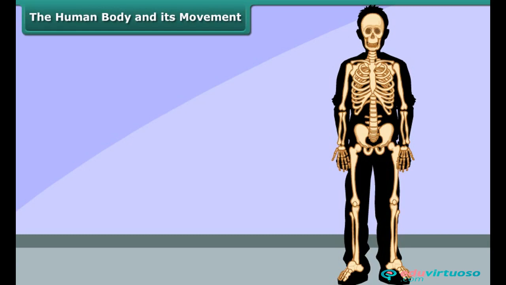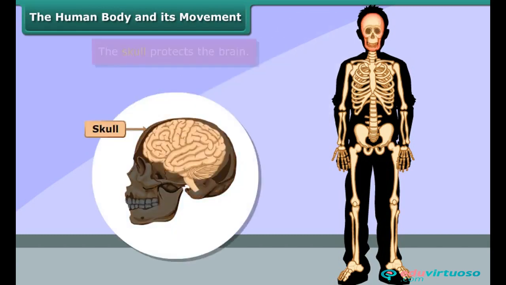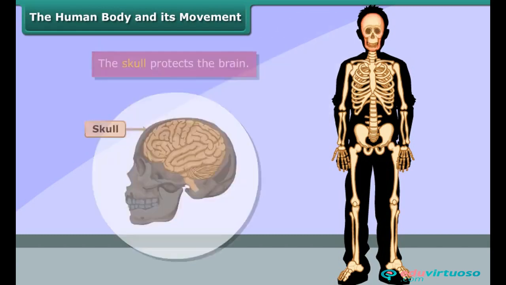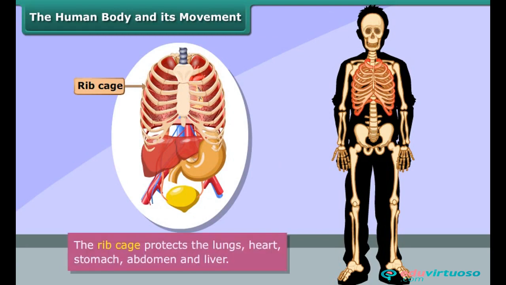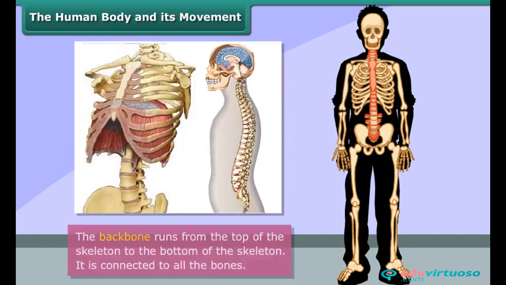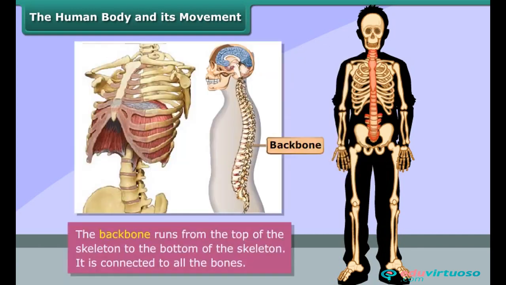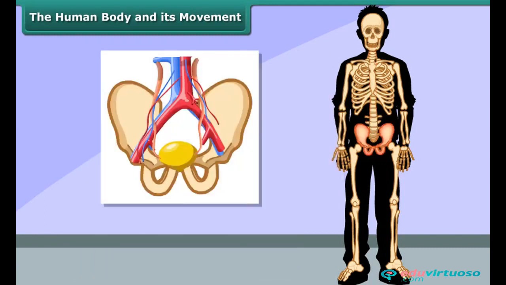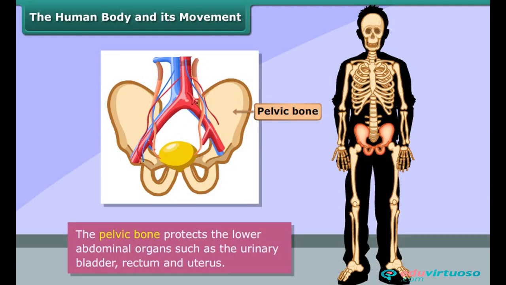Most of the bones protect our organs. For example, the skull protects the brain, while the rib cage protects the lungs, heart, stomach, abdomen and liver. The backbone runs from the top of the skeleton to the bottom of the skeleton. It is connected to all the bones. And the pelvic bone protects the lower abdominal organs such as the urinary bladder, rectum and uterus.